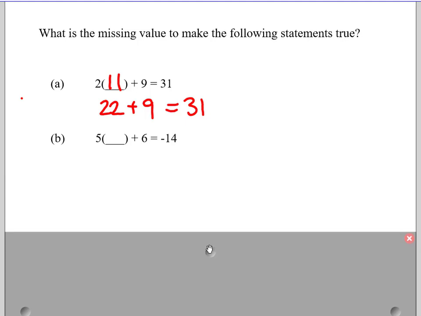Okay, so now the next one. 5 times something plus 6 equals negative 14. This is a really tricky problem. So pause it, jot some things down, and then let's see what you get.